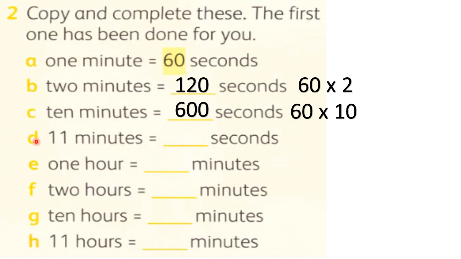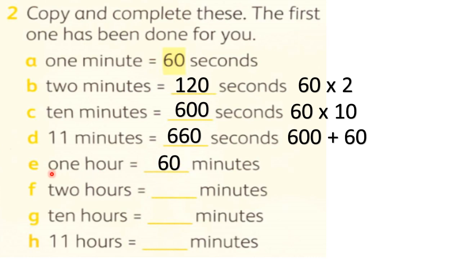In 11 minutes there are 660. Here I've taken 600, which is 10 minutes, and I've added 1 minute. So I've done 600 plus 60 equals 660.